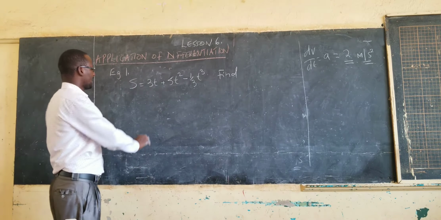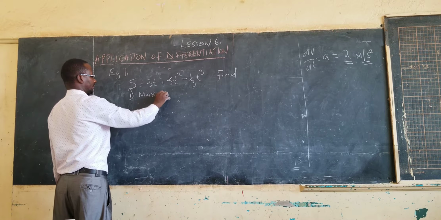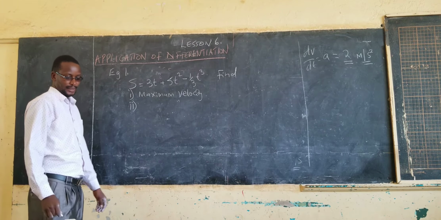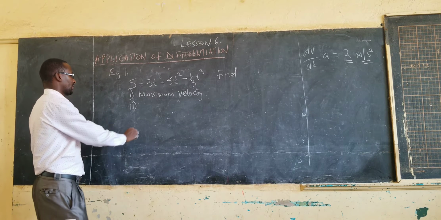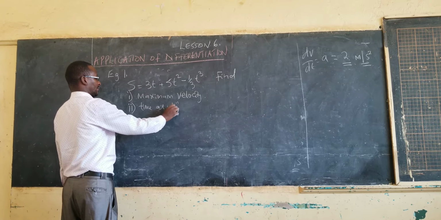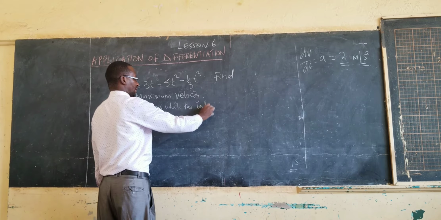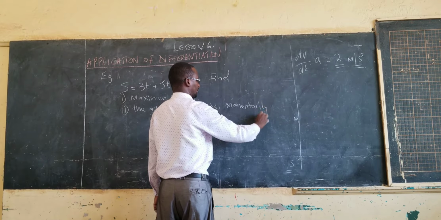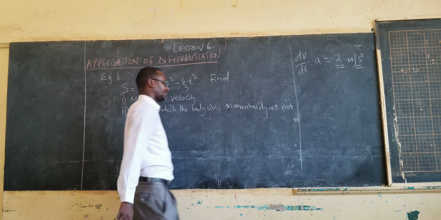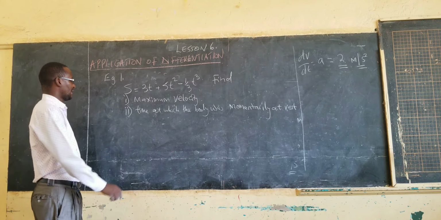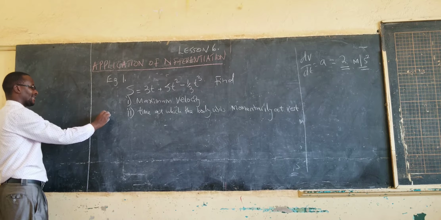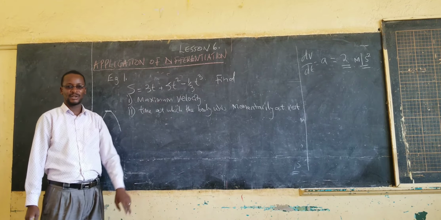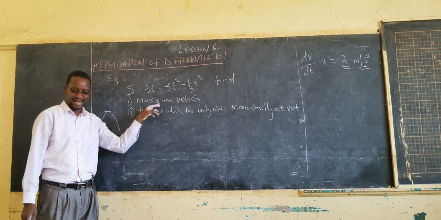Find one, the maximum velocity of the body. Find two, the time at which the body was momentarily at rest. This is the time at which the body changes direction. If it was moving up, for it to move down, it must have stopped here. So we are actually looking for the time at which the velocity is zero, or the time at which the velocity is maximum.